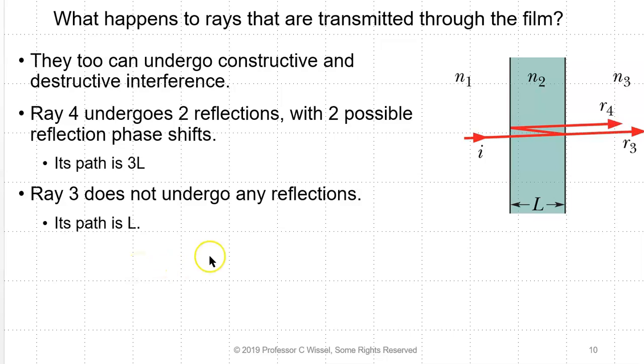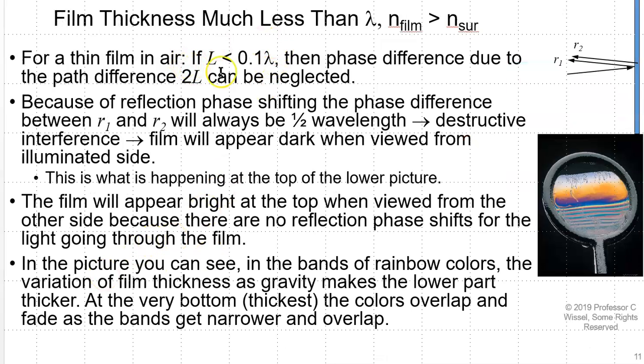Now, for a thin film in air, if L is less than 1/10 of a wavelength, then the phase difference due to the path length difference can be neglected. Because of reflection phase shifting, the phase difference between R1 and R2 will always be 1/2 wavelength. This is destructive interference. The film will appear dark when viewed from the illuminated side.